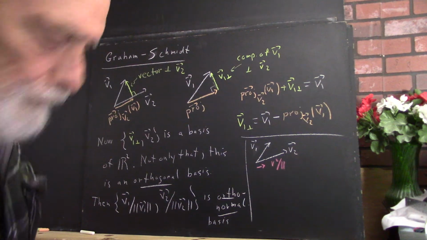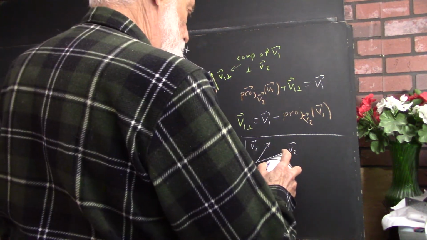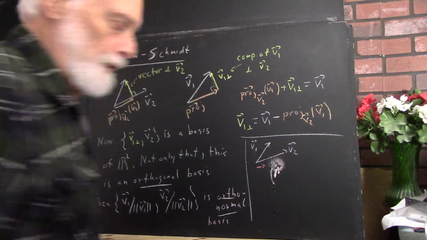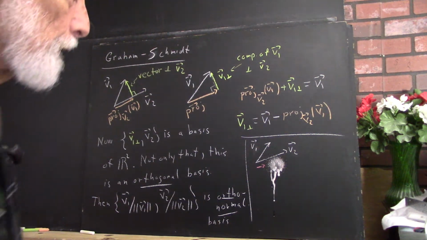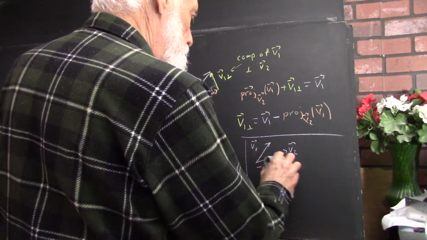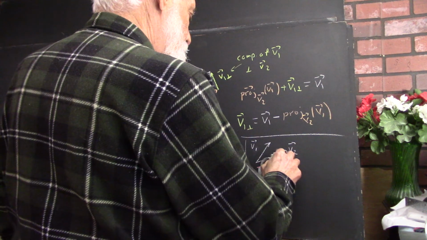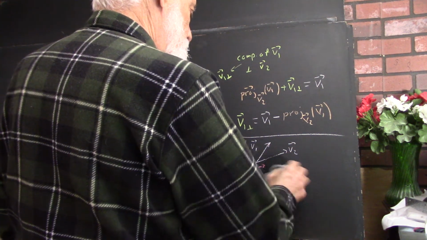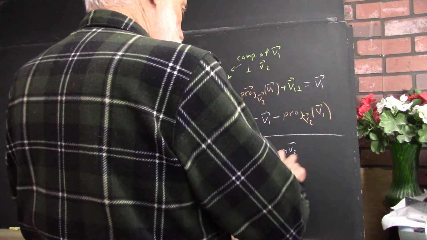Now this red chalk erases badly, so I'm going to have to use drastic measures here, which means I have a slightly damp board.